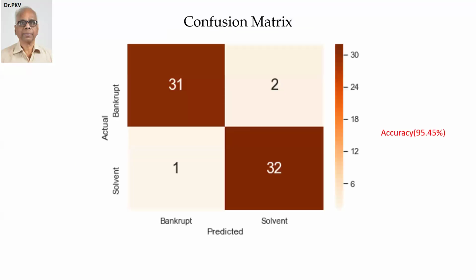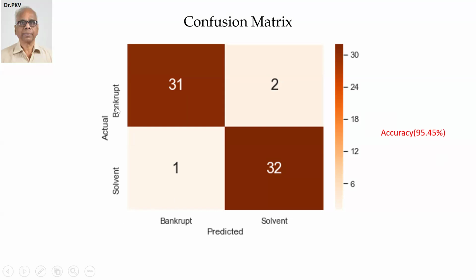Now the confusion matrix. Predicted, actual. Solvent, bankrupt, bankrupt, solvent. Sorry, 31 plus 32, 63 cases the model has correctly predicted. It has gone wrong in 3 cases. Accuracy is 95.45%, fairly robust accuracy. And this was a beautiful paper. I enjoyed reading and actually ran the data set in the software. It's a very wonderful experience.